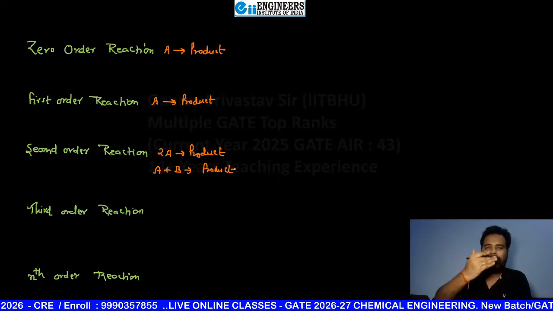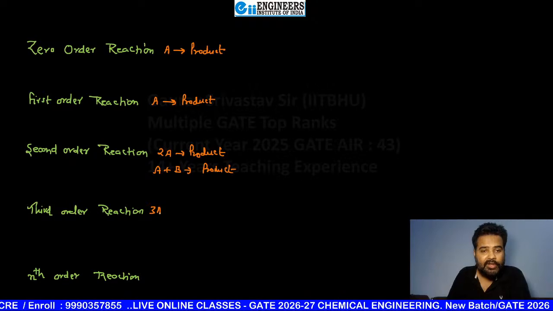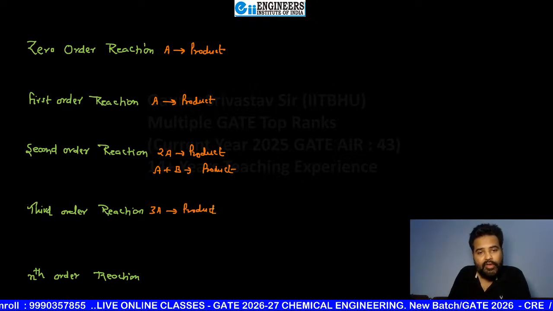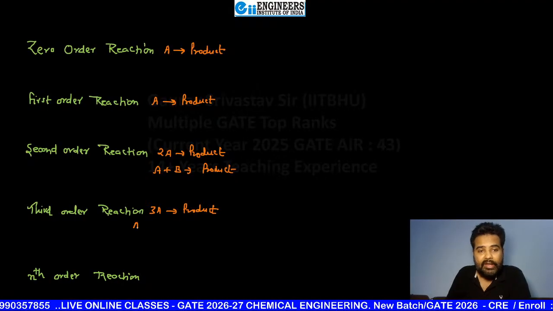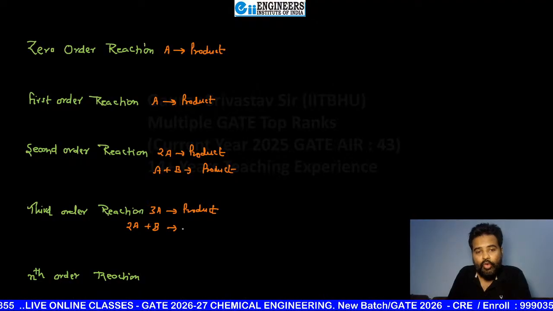After that we will see complex reactions. Like in third order reaction, again more possibilities are there, like 3A forming product, where only 3 moles of A give you product, or you can write 2A plus B forming product.